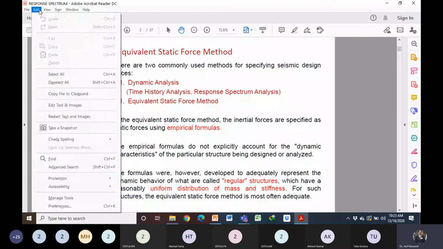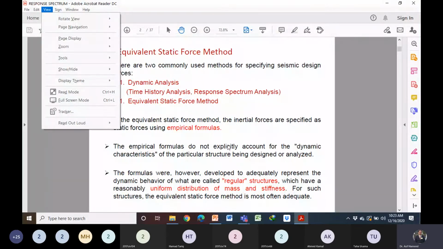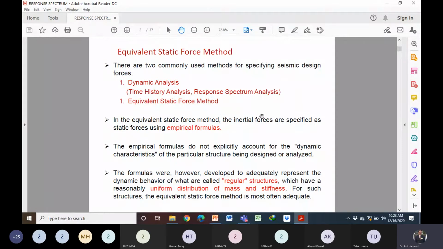So the code gives us another method to find out the response which is close to the response because of a certain earthquake. That is not exactly the dynamic procedure, but they have considered the characteristics of the earthquake and dynamic properties of the structures. They have already incorporated these two properties in their empirical formulas. What are those? We will discuss later.